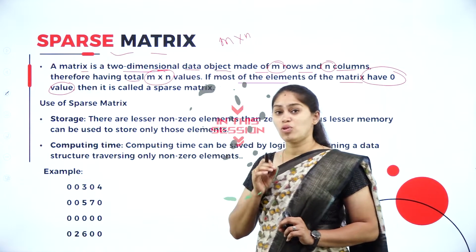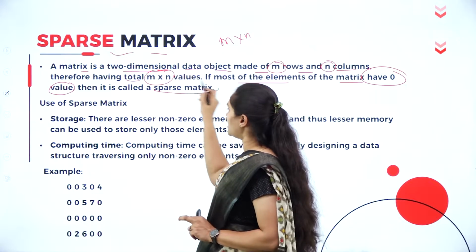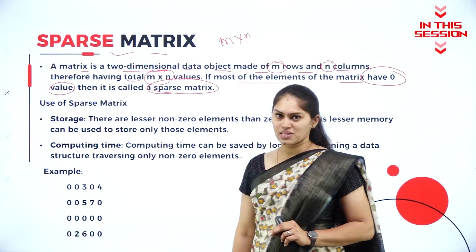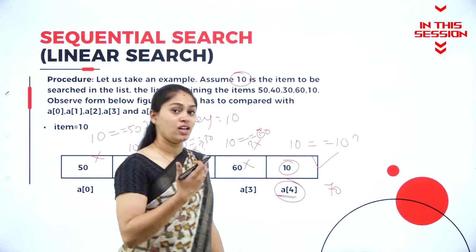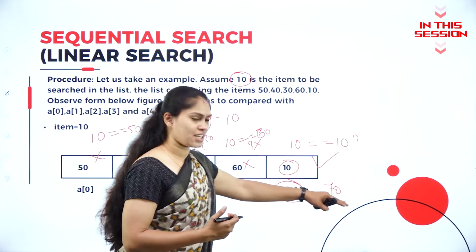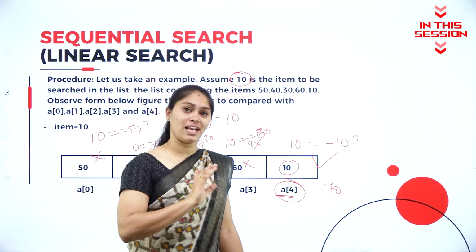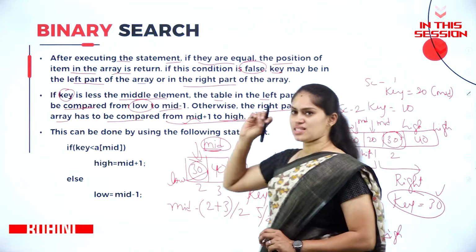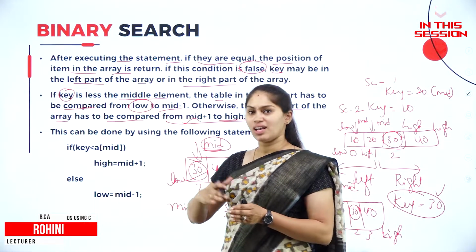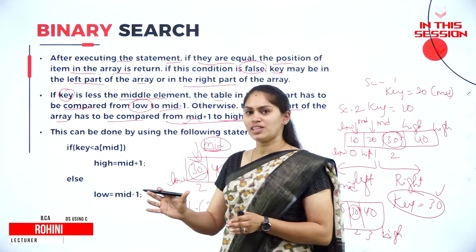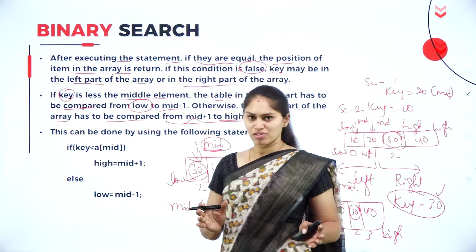If the element values are more zeros than any other non-zero values, then we can call that a sparse matrix. When the traversing is over, once I reach the last element, though I didn't find the searching element, then I can say that the search is unsuccessful or element not found. So if it is exactly at the middle, return the middle position. If it is lesser than the key element, only go with the left part of the key. If it is greater than the key, go with the right part of the key.